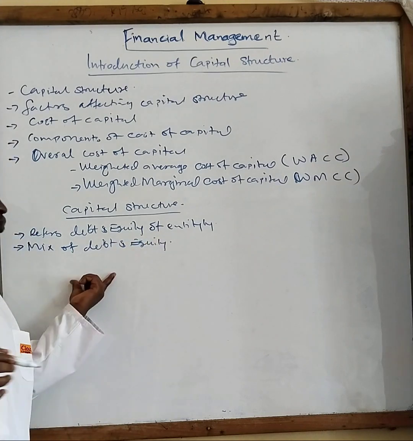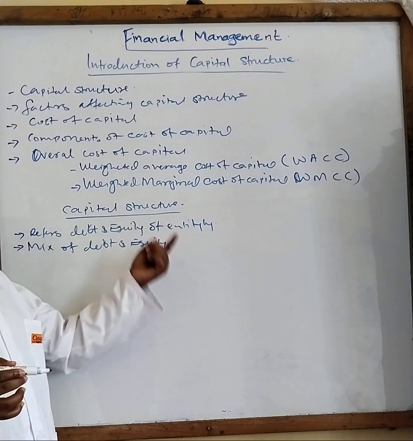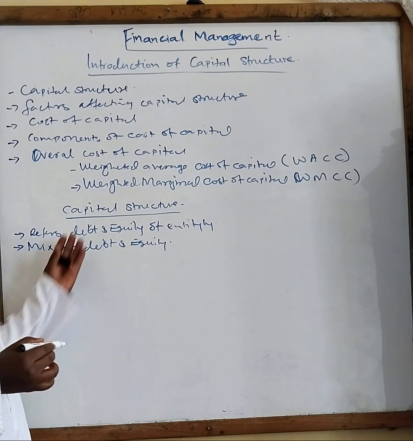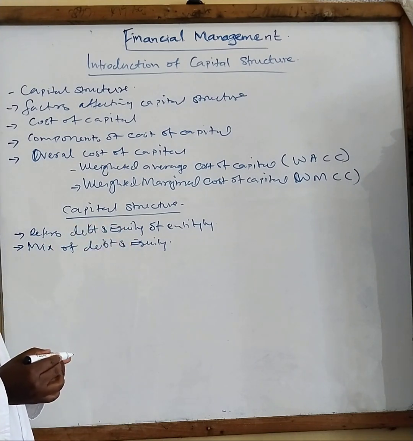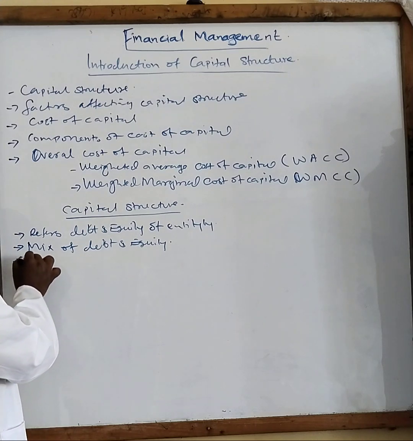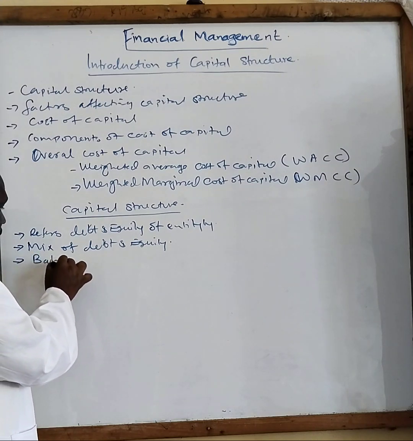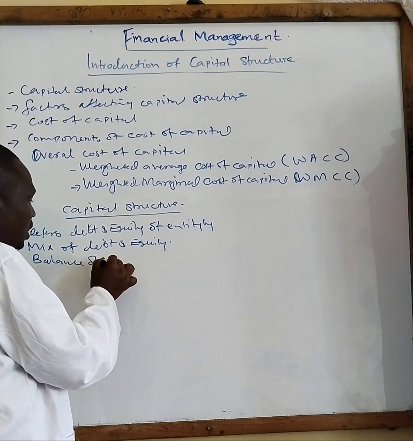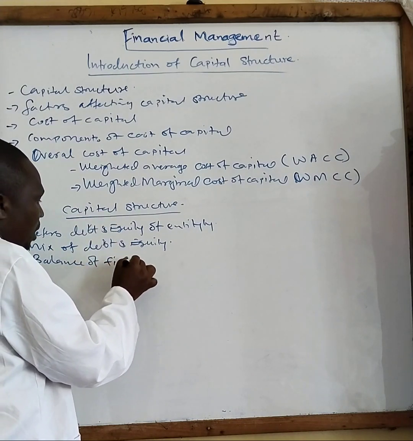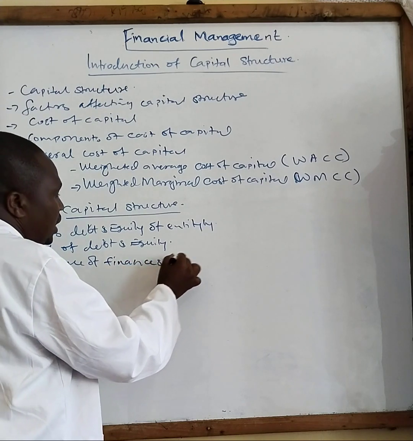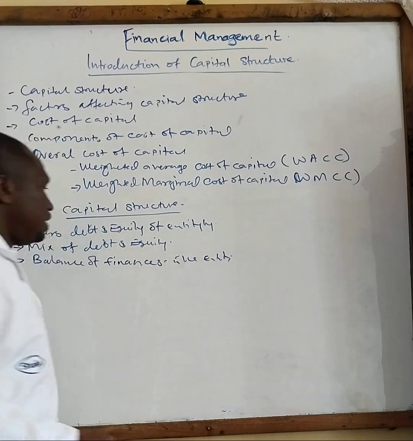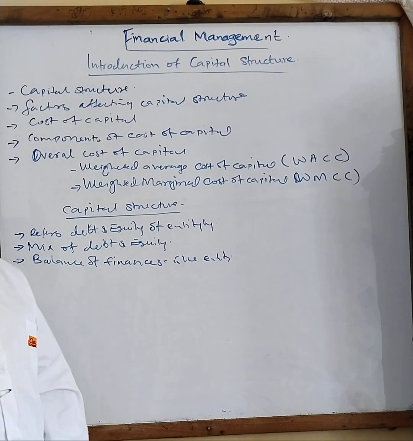So any mix of debt and equity is what we call a capital structure. Now on this note, we can also say yes, this capital structure is very important because it brings what we call balance. Balance of finances, or capital, balance of finances in the entity is what we call the capital what?